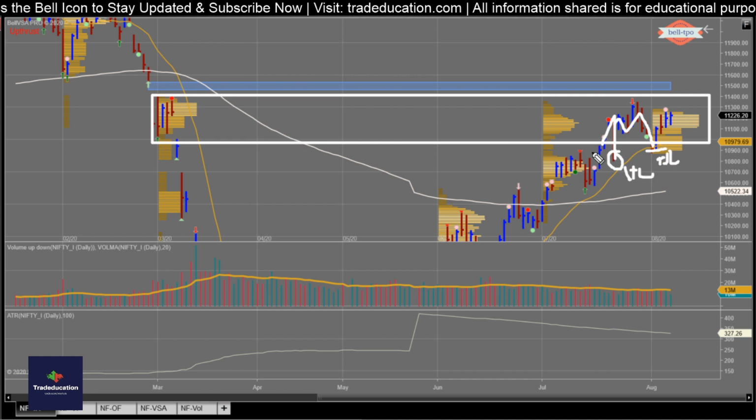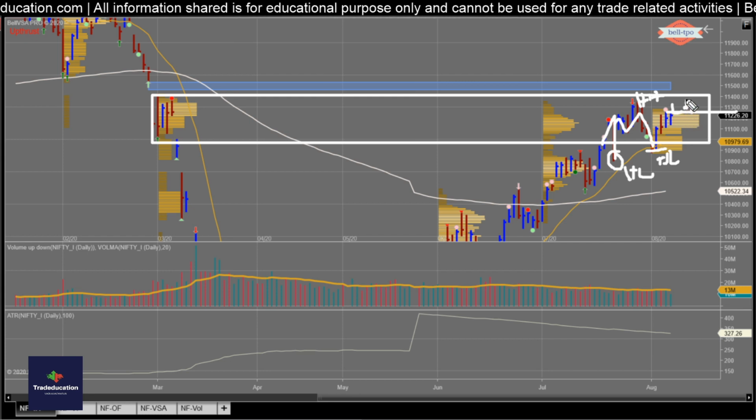From the auction development methodology, higher lows, higher highs are formed, and here a lower high is formed. So we need to observe what happens around Friday's high. A break above this high will fuel a lot of momentum buyers, and it will try to fill this particular gap which is there.